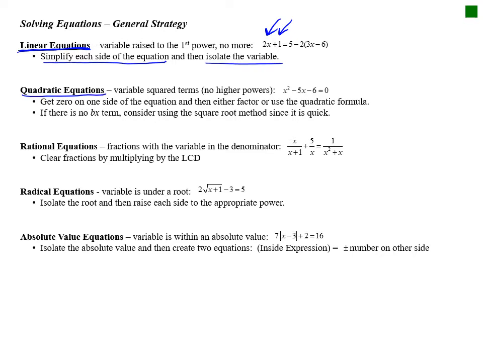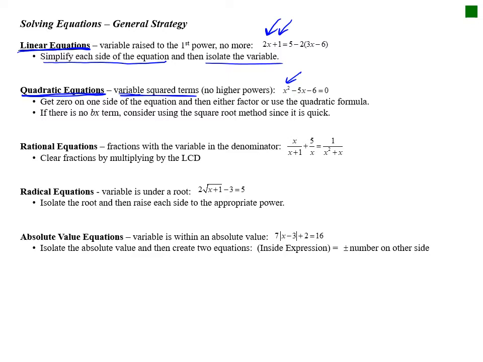Quadratics are the next step up. A quadratic is going to have a squared variable in it, so an x squared term. If you have an x squared in your equation, generally you want to get 0 on one side because 2 of your techniques for solving quadratics, factoring and the quadratic formula, require that you look at the information with 0 on one side. If there's no bx term, you can consider using the square root method because it's really quick and handy.